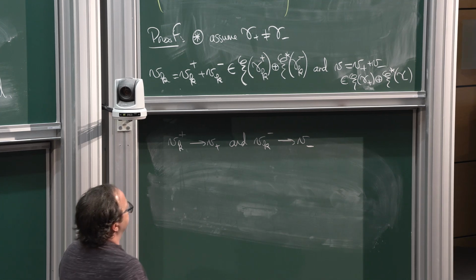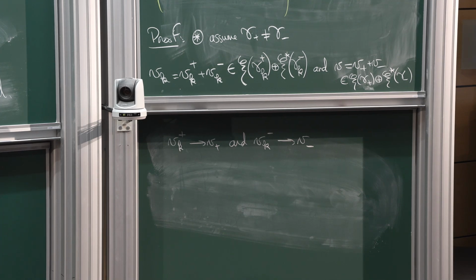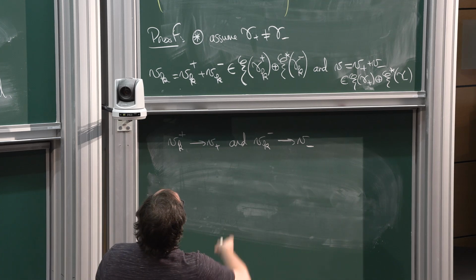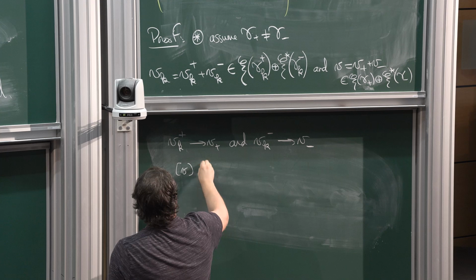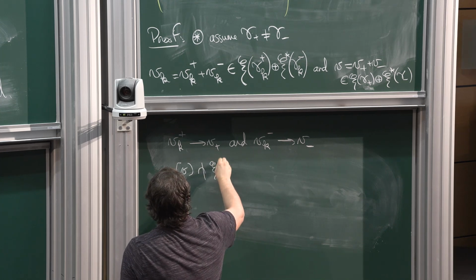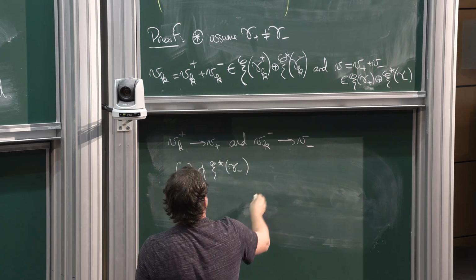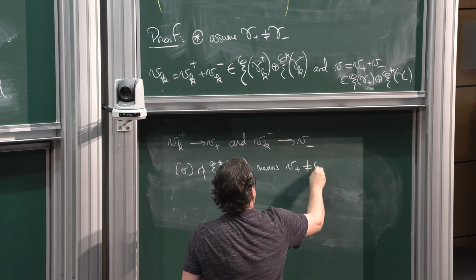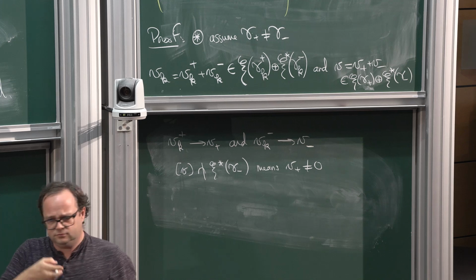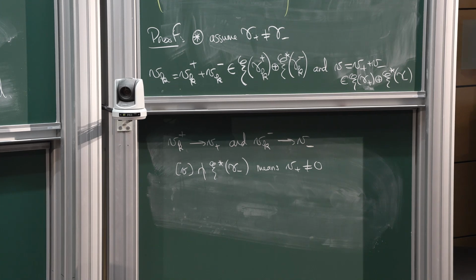Right, so now what do your conditions mean here? The assumption on v, the fact that this is transverse to psi of gamma minus, just means that v plus is non-zero. Okay, it means that it is not in psi of gamma minus.